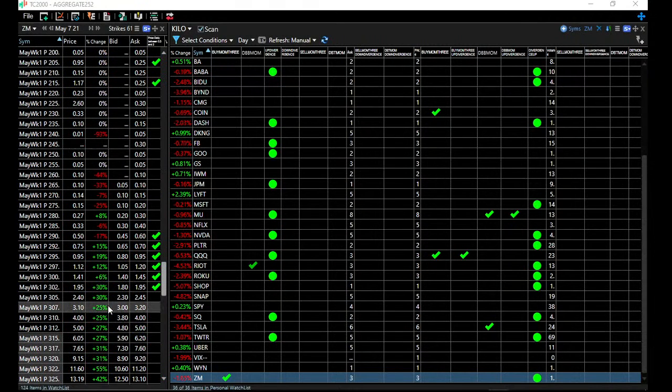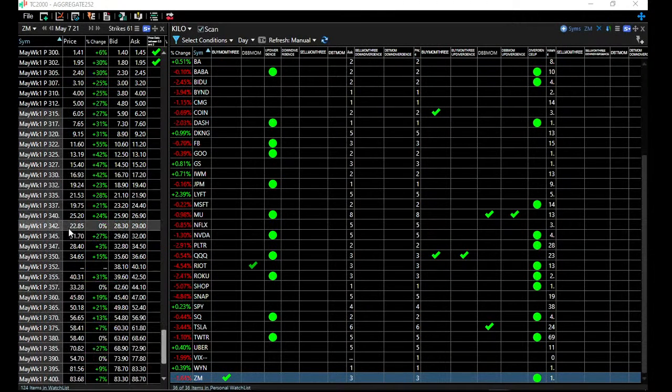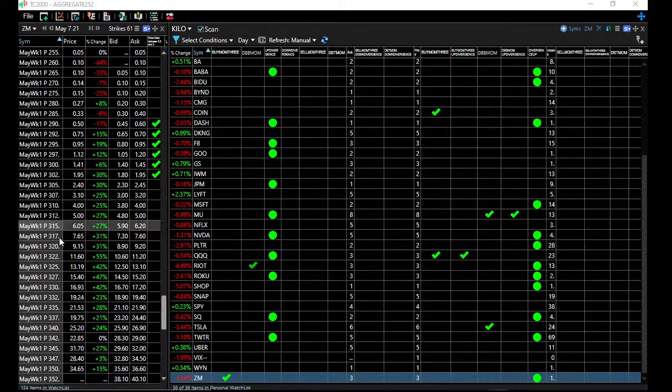If Zoom is at 314, the at the money contract would be the 315, because it's close to where the stock price is. And you can see here, it's $605. These numbers here you have to multiply by 100, because every contract represents 100 shares of stock.